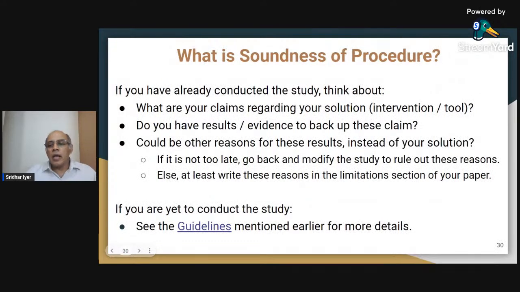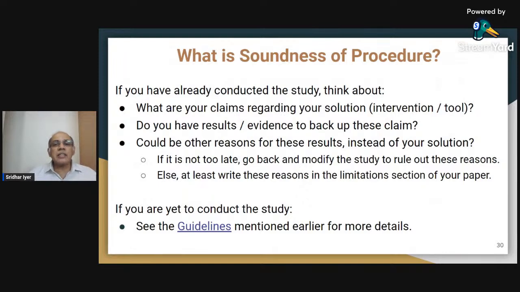Okay. Having talked about that, let's talk about the next item, which is soundness of procedure. In soundness, there are two cases. Either you have already done the study, in which case you are retroactively thinking about whether you did it properly, or you are yet to conduct the study. If you are yet to conduct the study, then you are in good shape, because you can see the guidelines that I mentioned earlier, and you can ensure that your study is sound to begin with.